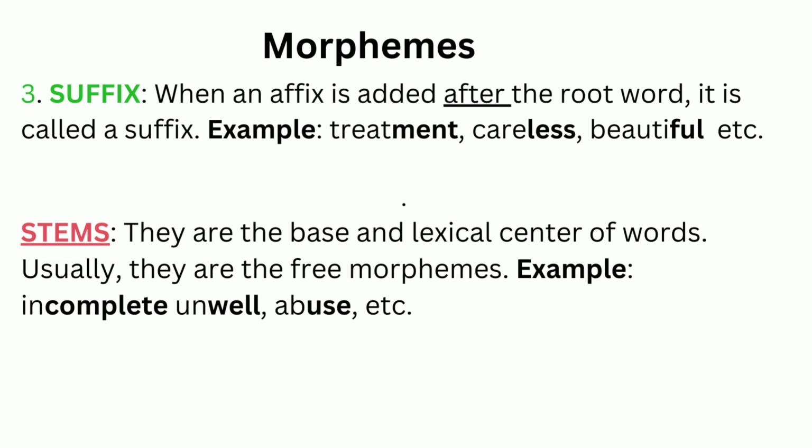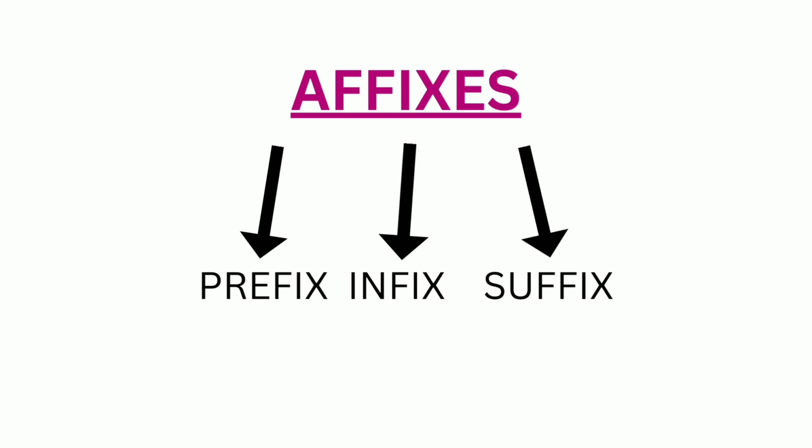Suffixes are those that are added after the root word. It is called a suffix. Treatment, careless, beautiful: ful, less, and ment are the suffixes. Stems, they are the base or the lexical center of words. Usually they are free morphemes like incomplete, unwell, and abuse. So the bold version words use, well, and complete are the stems, and we have added prefixes with them. So we see here clearly that affixes have 3 parts: prefix, infix, and suffix. And as I said earlier, infixes are rare in English language.